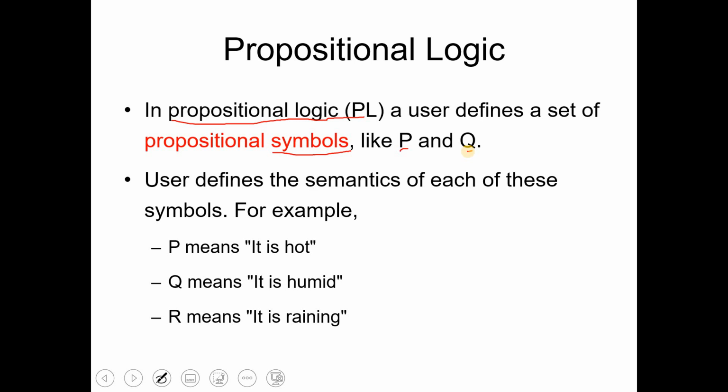The user will define those symbols, and then the user will also define the meaning of those symbols. For example, what is the meaning of P? What is the meaning of Q? Those meanings are also called semantics. For example, the user says that P means it's hot. Whenever the P value is true, it means it is hot. The sensor that is feeling the temperature gives us the value it is hot. Q means it is humid.